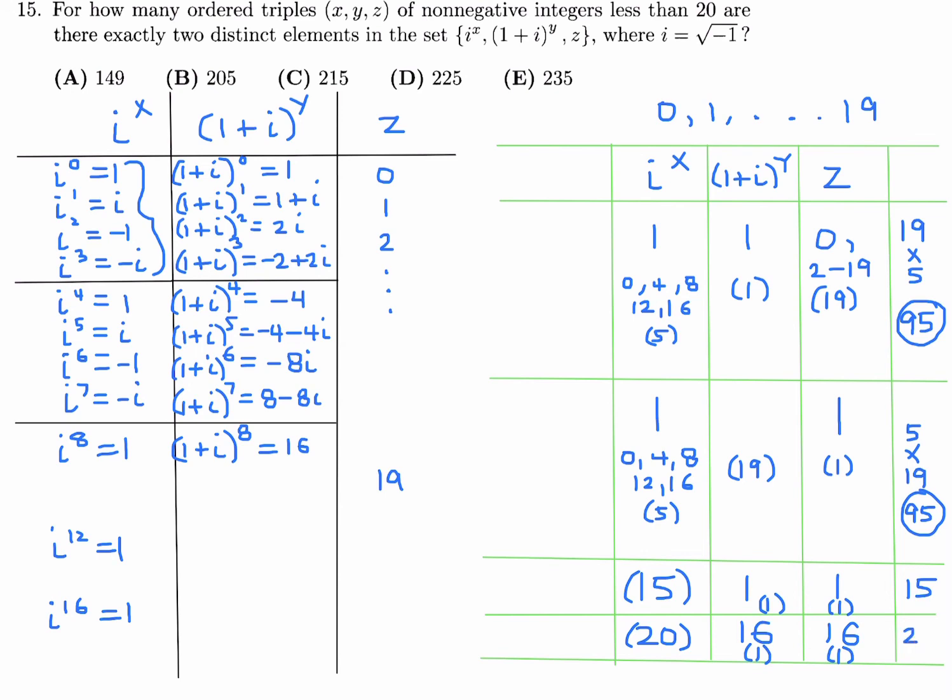So 20 here. And then we have to add up these guys to get the total. So 95 plus 95 is 190 plus 35, 225. If you add up this, this, this, and this. So the answer to number 15 is D.